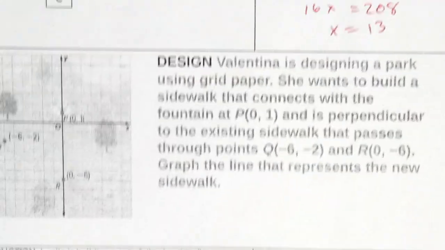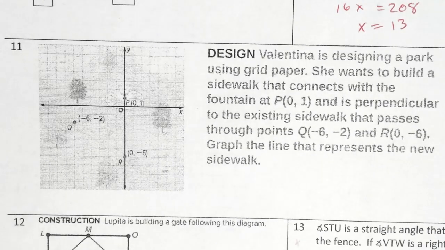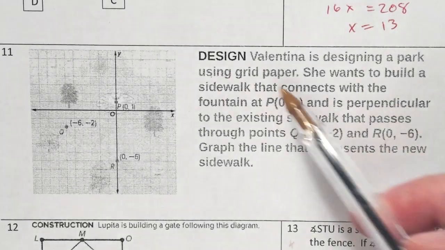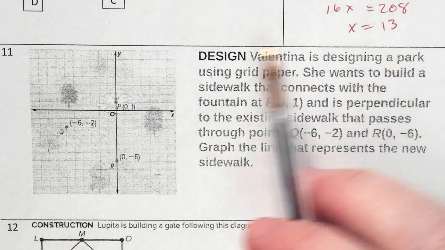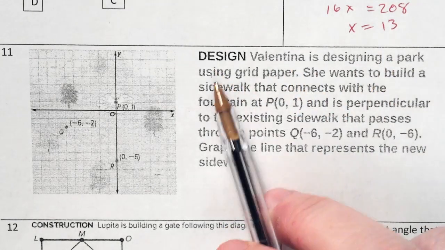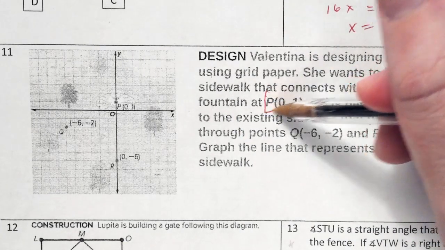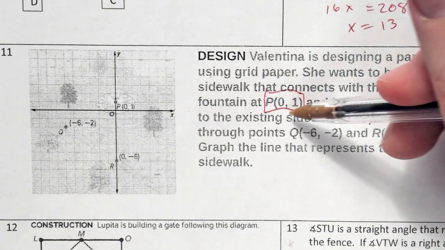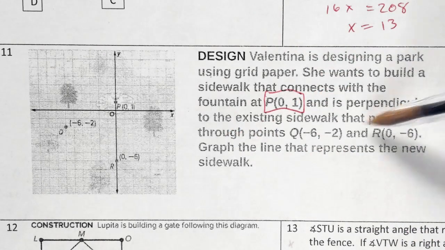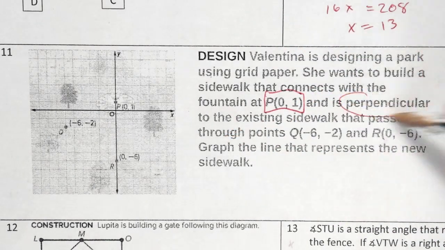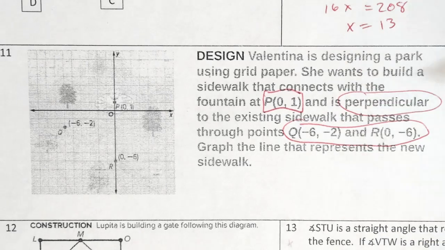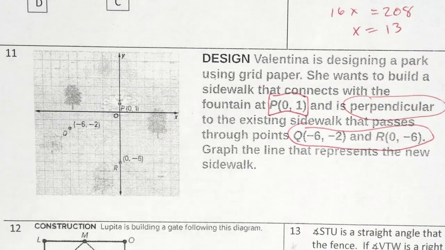Number 11. Oh, I like this one. All right. So Valentina is designing a park using the grid paper. She wants to build a sidewalk that connects to the fountain at 0, 1. It is perpendicular to the existing sidewalk that passes through these two points. Graph the line that represents it.